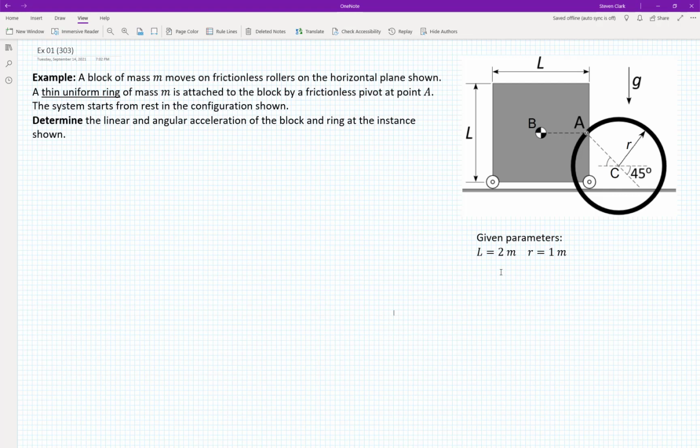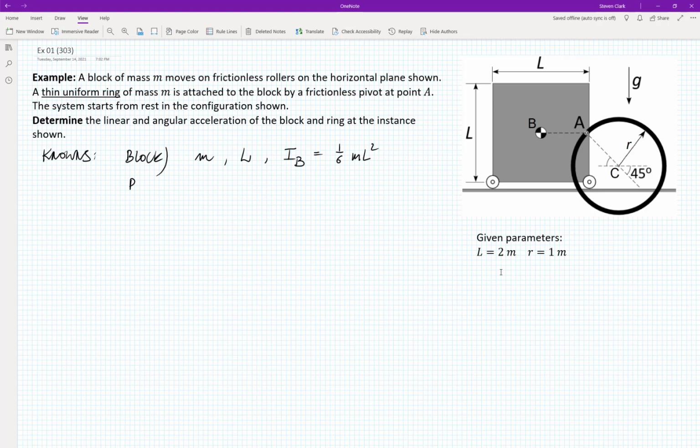Anyway, let's see what we have in here. We have two bodies, right? We have a block and a ring. So let's maybe summarize what we know about them. What do we know about the block? We know that it has mass m. We know that L is given to us. Yes, L is 2 meters. And we also know that the moment of inertia of this square about its center of mass is 1/6 mL squared. You can double check that equation in that page with equations or some engineering tables.